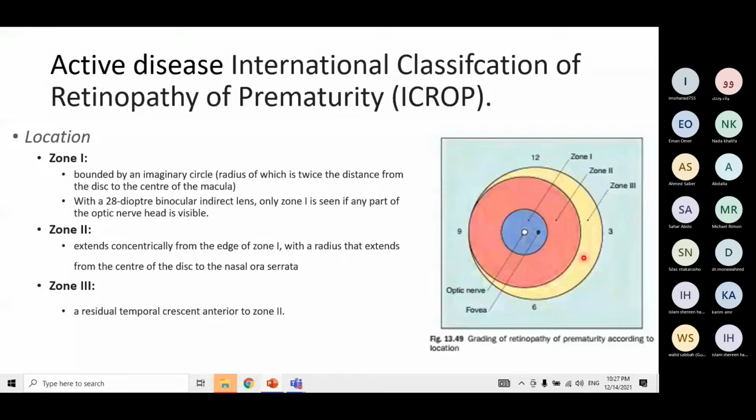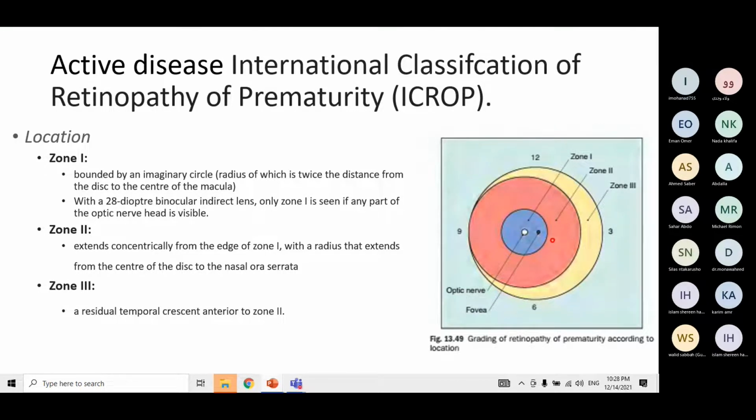Okay. If you have a zone 1 disease, this means that the vessels are extending to that part, and all of zone 2 and zone 3 are ischemic. In order to treat that, you will need to treat all of zone 2 and all of zone 3 with laser, which means that you will need to give a very large number of laser shots and you will need to ablate a large area of the retina.